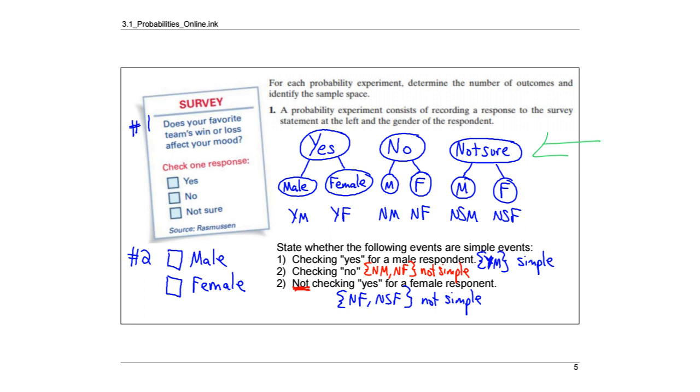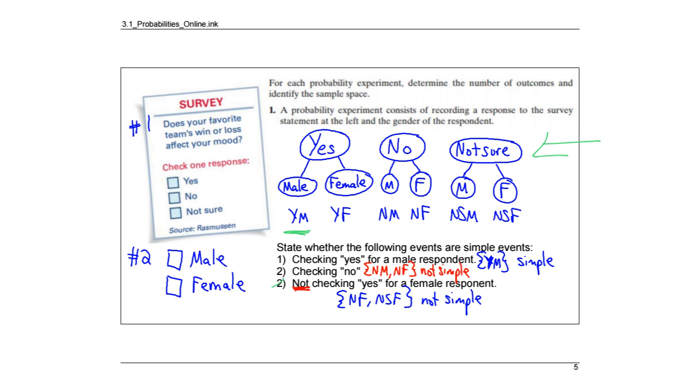So one, they say, checking yes for a male respondent. Well, there's only one way, right? There's only one bubble here that is yes and male. So that would be simple. Number 2 is checking no. So checking no, there's 2 choices. We could check no and be a male, or we could check no and be a female. So there's actually 2 choices for that.